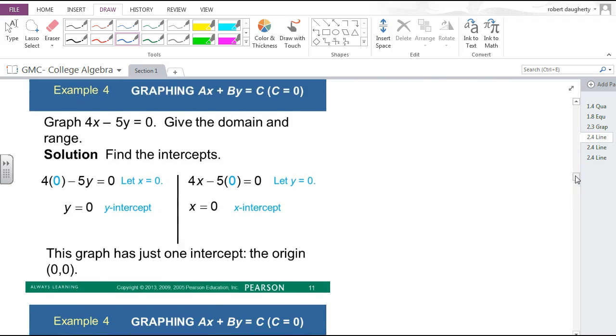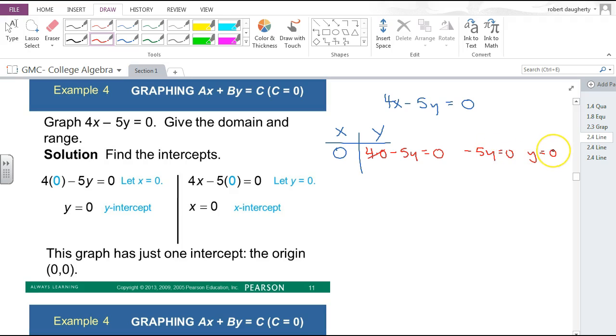4x minus 5y equals 0. Basically we're picking points here. What happens if x is equal to 0? If x is equal to 0, that's finding the y-intercept. You get 4 times 0 minus 5y equals 0. Well, this is 0, so it says negative 5y equals 0. That means that y is equal to 0. So I know that (0, 0) is on my graph.